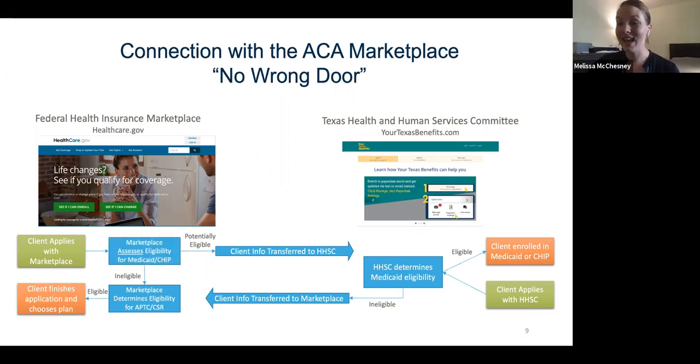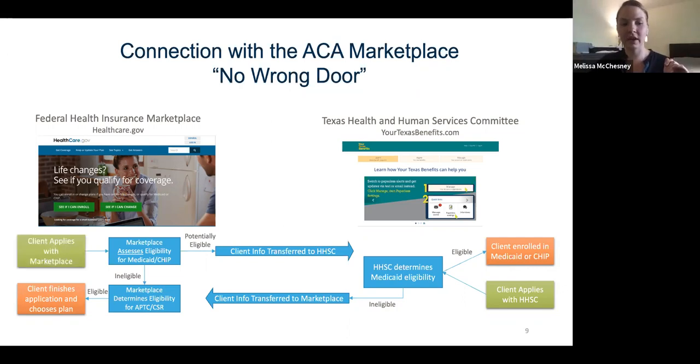Well, maybe the kids are assessed as eligible for Medicaid and CHIP instead of the marketplace because they have an income of like 130. So the parents are going to be in the ACA, whereas the kids are going to be in Medicaid. I'm sorry, the first scenario is ineligible. So they're ineligible for Medicaid, then everybody goes through that. You can finish through healthcare.gov.